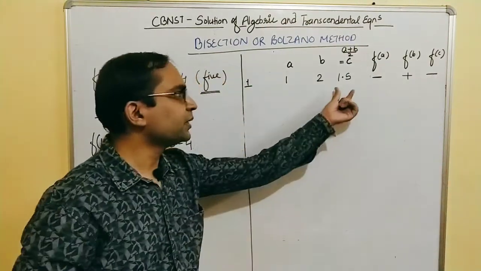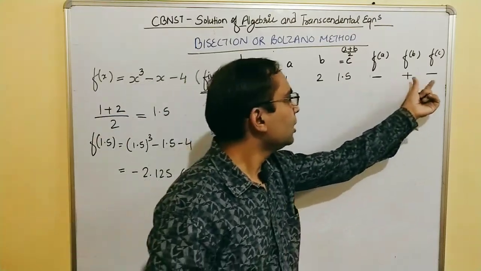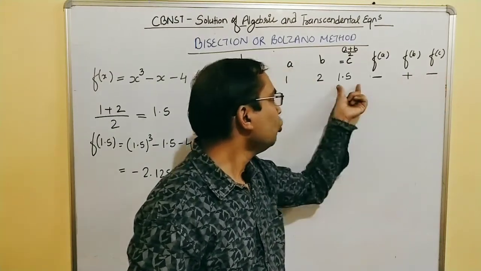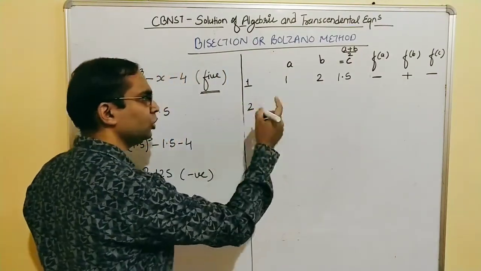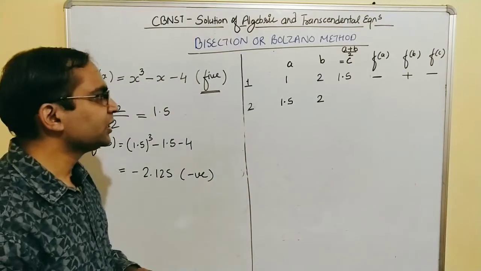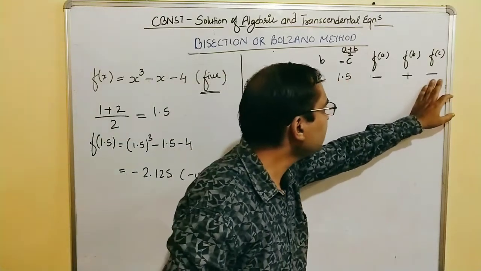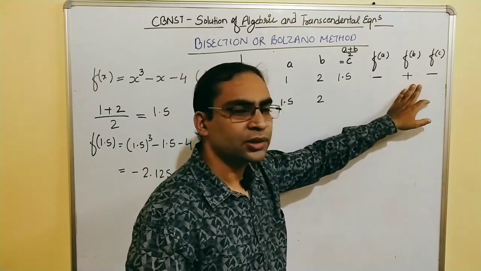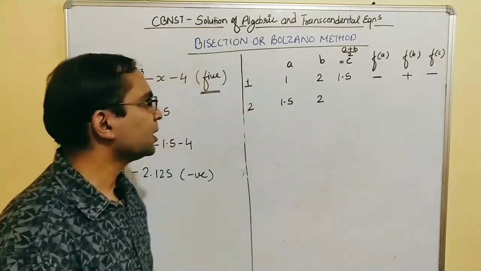Obviously, the new point will be selected. Since this is negative, what will be our second end point? We'll take one negative and the other positive. That is the new point and b. So in the next iteration, our new interval will be 1.5 and 2. Why 1.5 and 2? Just because 1.5 is giving us a negative function value, and previously from these two, b is giving us the positive value. So these are our new interval.